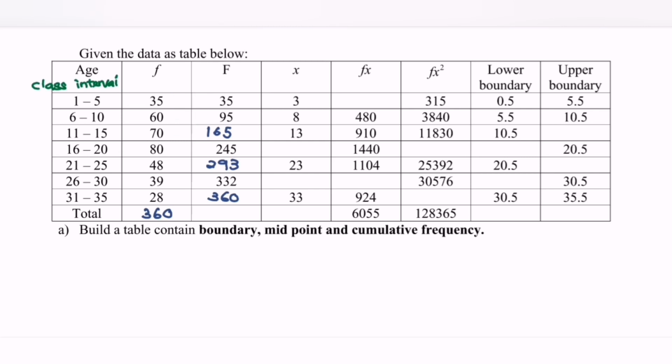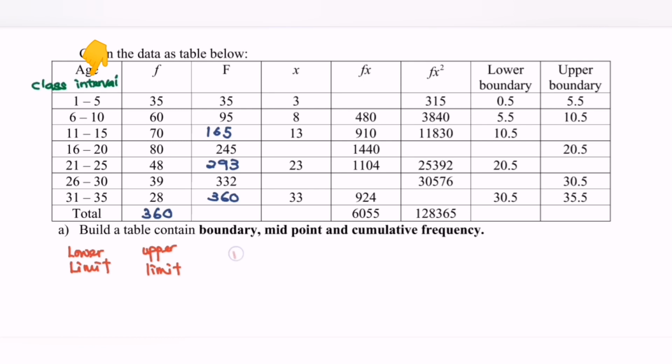Next, move on to the midpoint. So how do we find the midpoint? Kindly refer to the interval where we have the lower limit. On the left hand side, we have 1, 6, 11, 16, 21, 26 and 31, which are the lower limits. Next, we have the upper limit, which consists of 5, 10, 15, 20, 25, 30, and lastly, 35.